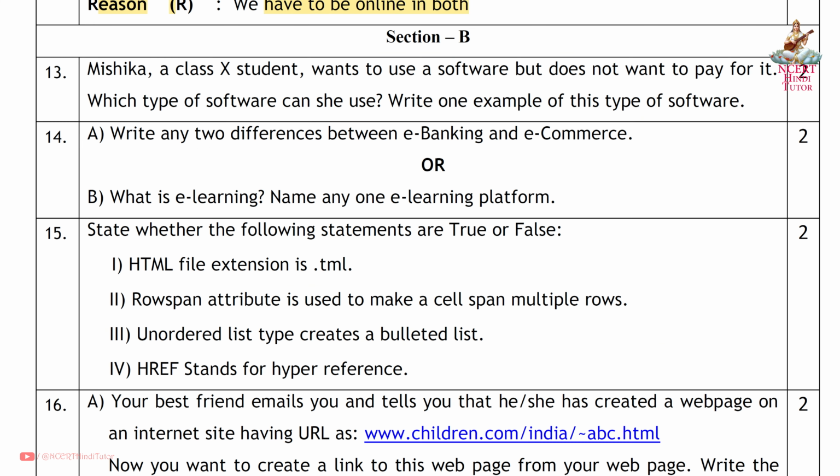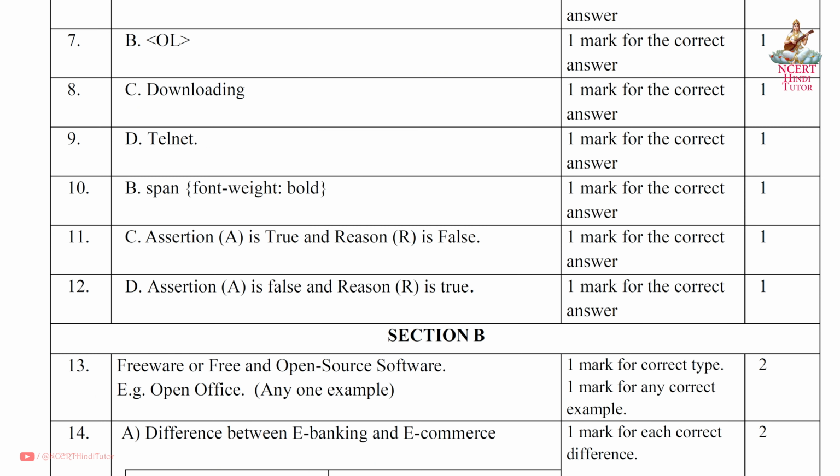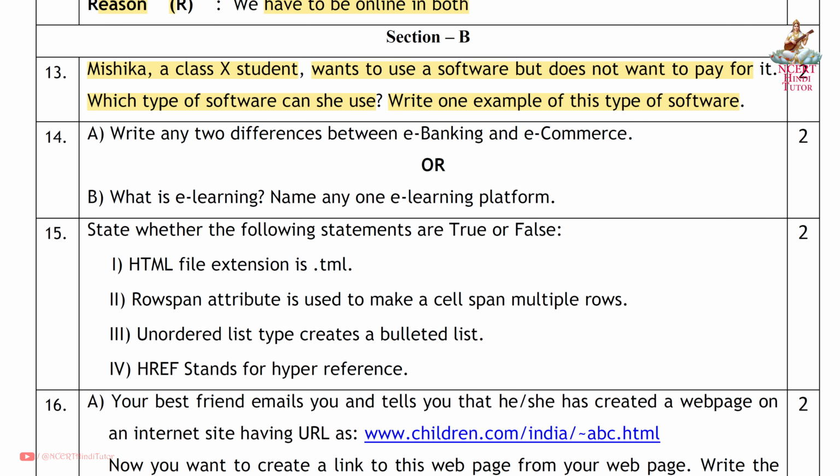Question 13. Mishika, a class 10th student, wants to use the software but does not want to pay for it. Which type of software can she use? Write one example of this type of software. Answer: freeware or free and open source software. Example: OpenOffice.